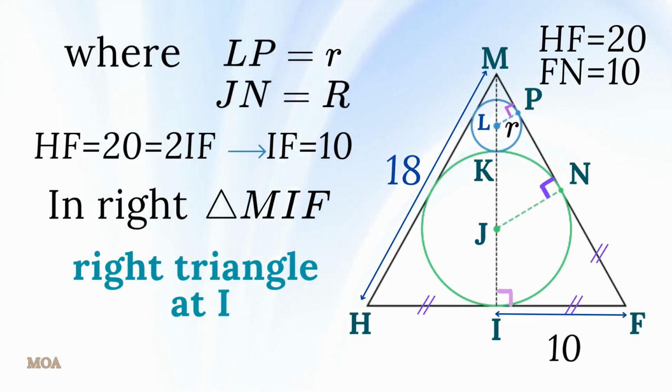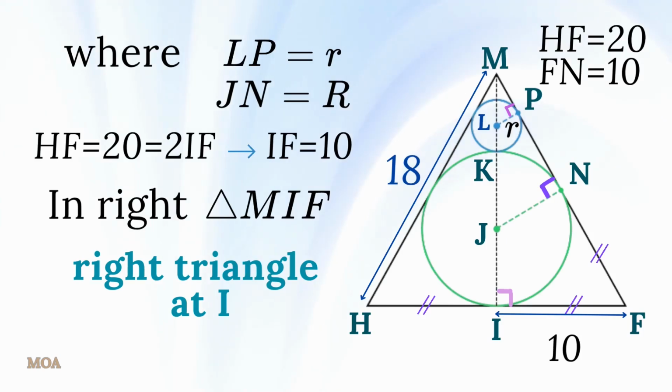Where LP denotes the radius, lowercase r, of the blue circle, and JN denotes capital R, the radius of the green circle. Notice that, since I lies on the axis of symmetry, I is the midpoint of segment HF. Therefore, HF equals 20, which is twice IF. So IF equals 10, which also equals FN.